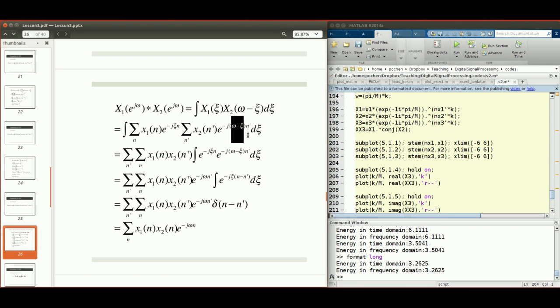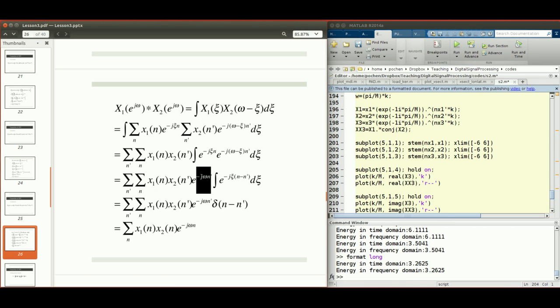And then we can rearrange the order of the summation and the integration, because this integral is over Cassi, and the terms that contain Cassi are basically this term and this term, right? So we can move all the summations together, n prime, n, x1 n, x2 n prime, and collect these two exponentials: e to the minus j Cassi n, e to the minus j omega subtract Cassi n prime. And e to the minus j omega n prime does not depend upon Cassi, so we can take it out of the integral.